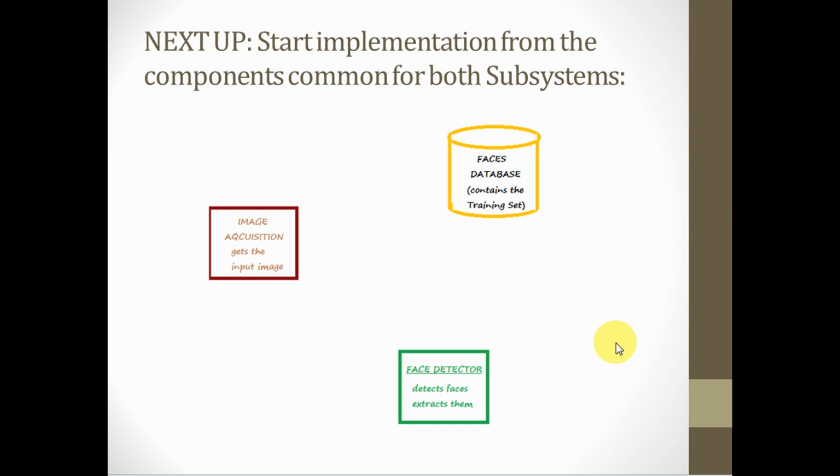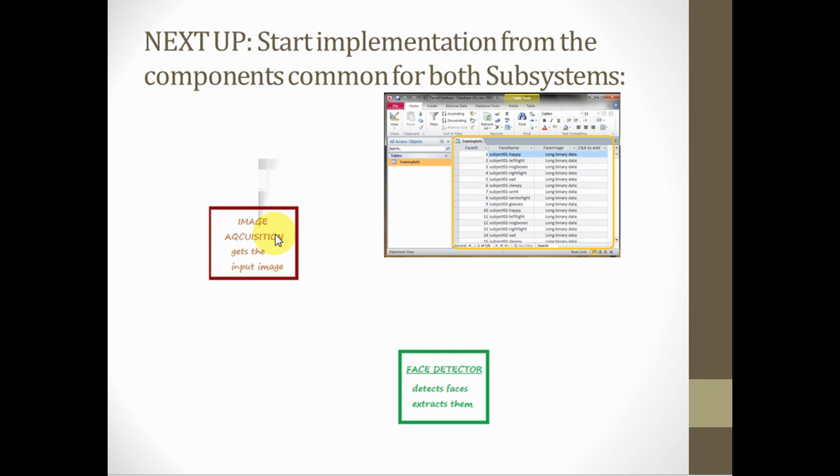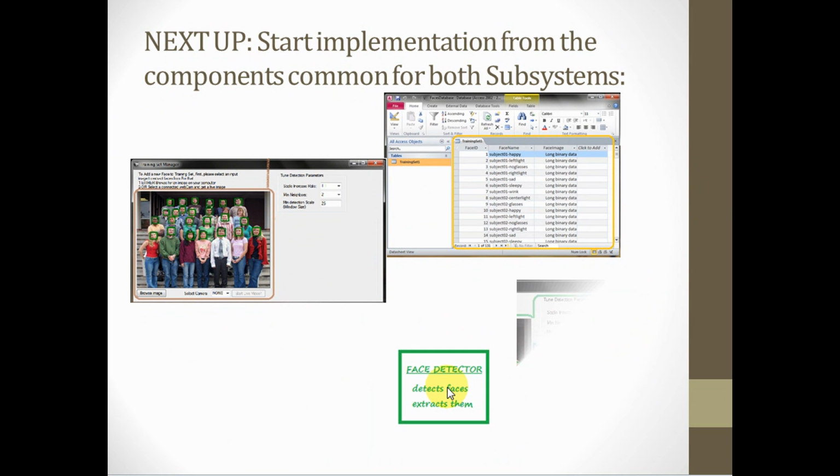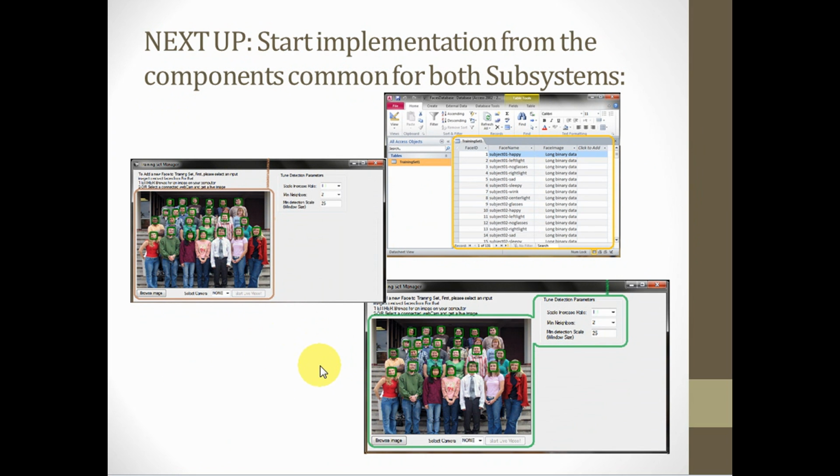It is time to move on and start implementing, and I would suggest starting with implementing the components that are common for both subsystems, which would be the faces database, the image acquisition, which gets the input image, and the face detection. Now it so happens that till level 3 we have covered the image acquisition and the face detection, so you actually know that we're somewhere about here in our implementation phase. Now the common component that still needs to be implemented is our faces database.